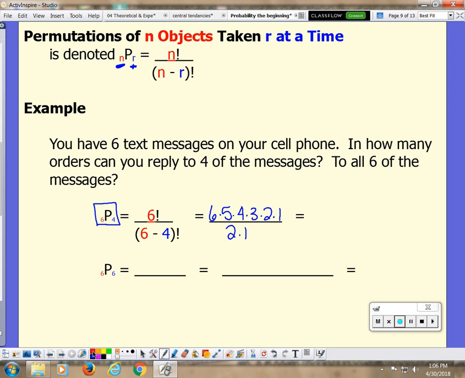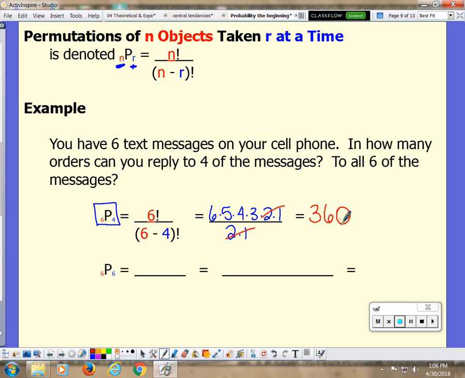Well, let's do some quick help here. This and this cancel, so all I'm multiplying together is 6 times 5 times 4 times 3. And when I do that, I get 360 ways in which I can order the 4 of those 6 texts that I decide to do.